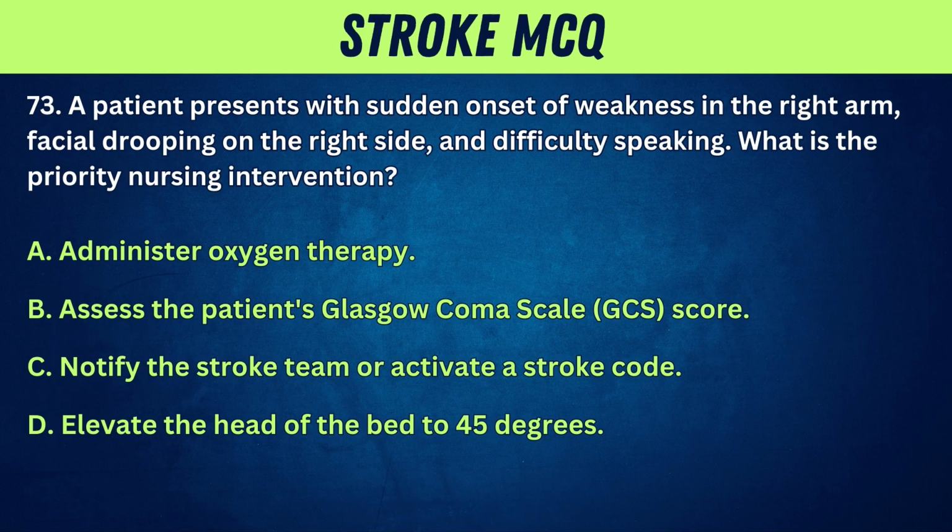73. A patient presents with sudden onset of weakness in the right arm, facial drooping on the right side, and difficulty speaking. What is the priority nursing intervention? A. Administer oxygen therapy. B. Assess the patient's Glasgow Coma Scale (GCS) score. C. Notify the stroke team or activate a stroke code. D. Elevate the head of the bed to 45 degrees.